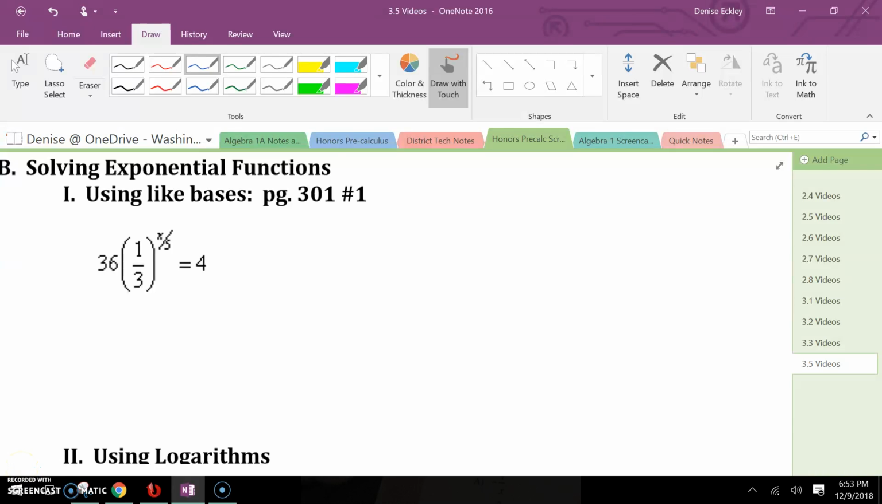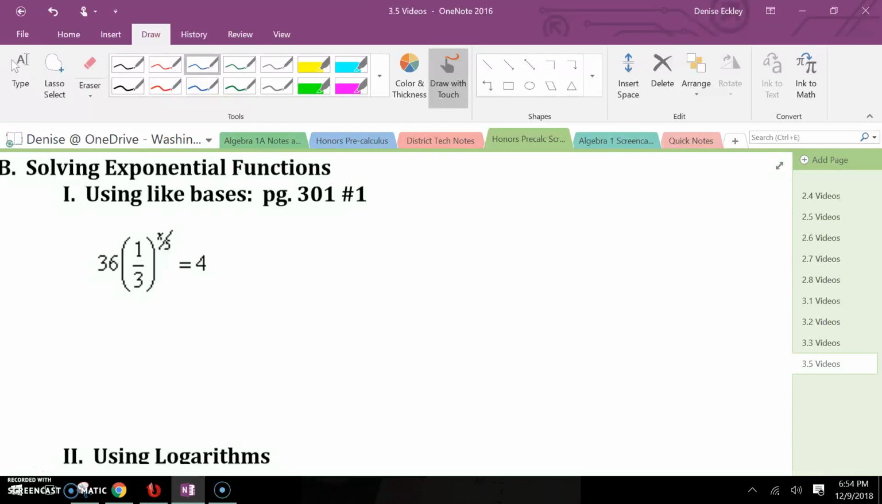Okay, page 301, number 1. Using like bases to solve an exponential equation. And we're given 36 times 1/3 raised to the x over 5 equals 4. So what we need to do is create a like base.